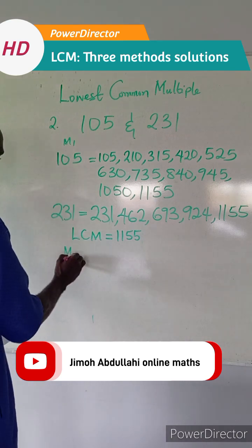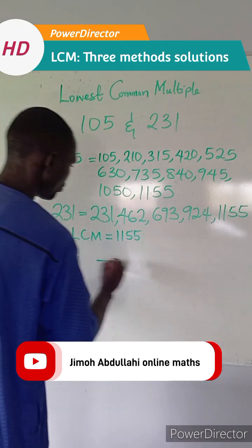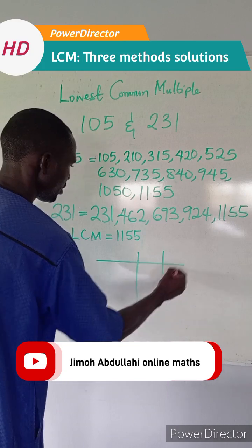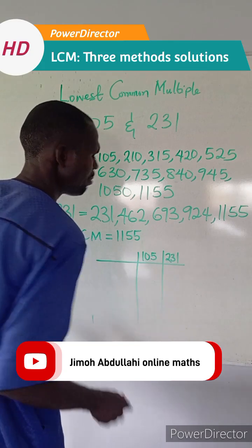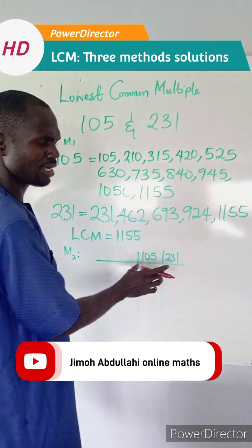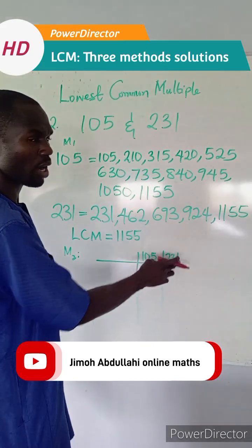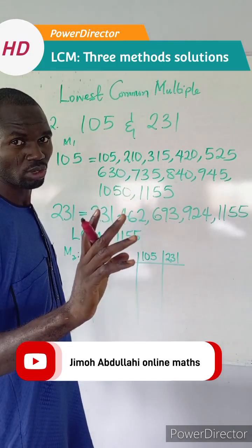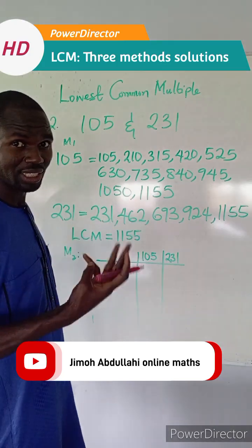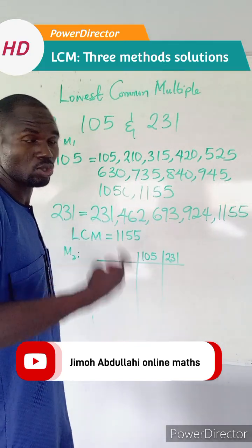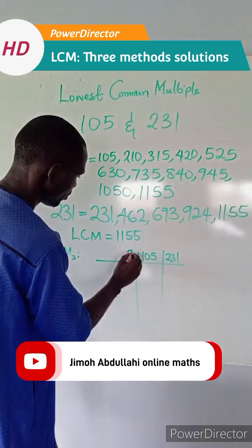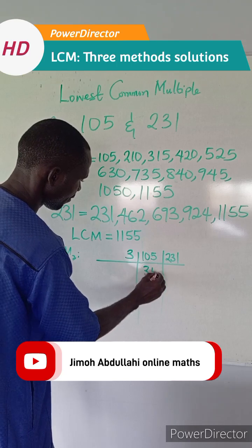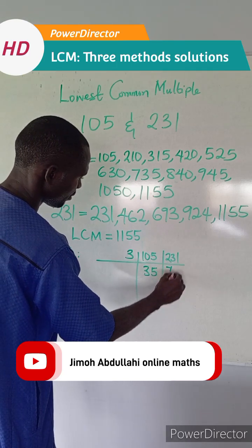Now the method 2. I told you, you are going to write something like this: 105 and 231. Let me tell you something. Anytime you are dividing numbers and the number ends with 5 or 1 or 3, you can't divide by 2. You understand? So you start dividing by 3. If 3 does not go, you use 5. If 5 does not go, you use 7. So this one we can't use 2, we use 3. So 3 goes here to give us 35. 3 goes here to give us 77.